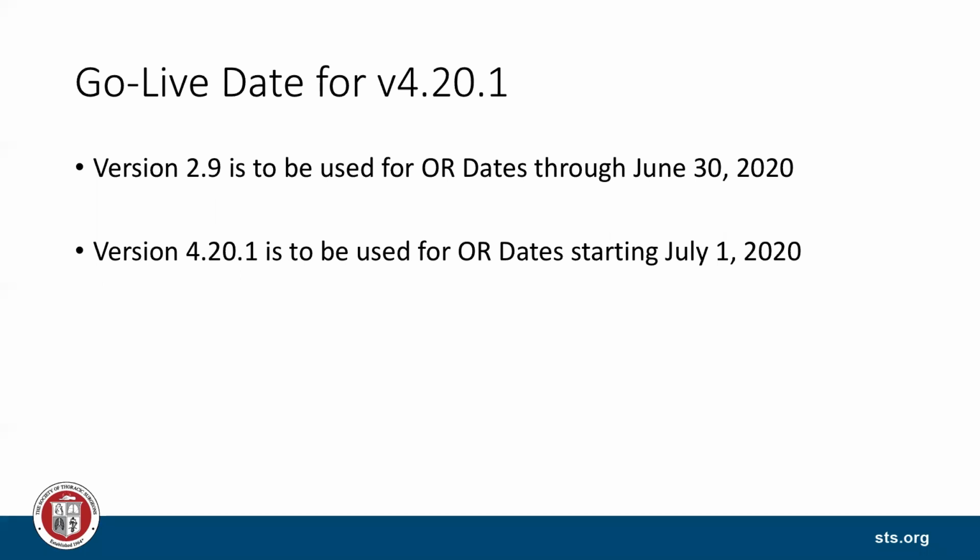So again, for version 4.20, we did hear from some sites that there may be a little confusion, and they had started using the 4.20 data collection form on current cases. Just to clarify, version 2.9 is to be used for OR dates through June 30th, and version 4.20 will be used for OR dates starting July 1st, 2020. So you can abstract on both of the forms if you want to get used to 4.20, but for data submission into your vendor software and into the data warehouse, the current version is version 2.9.